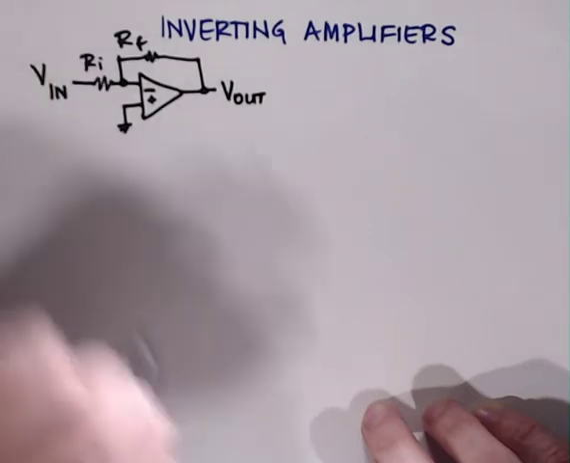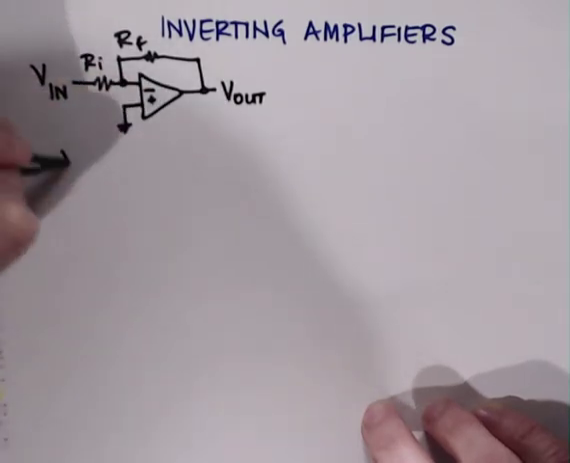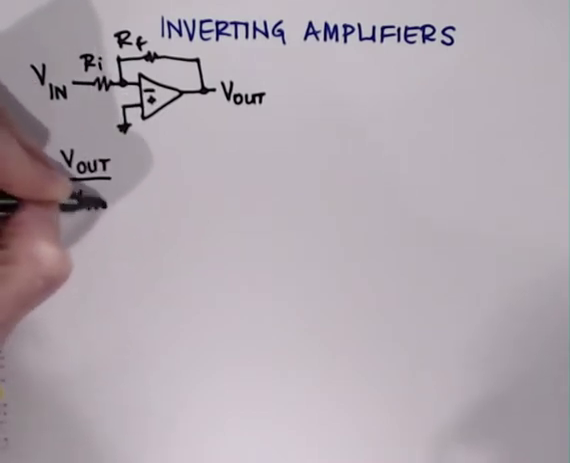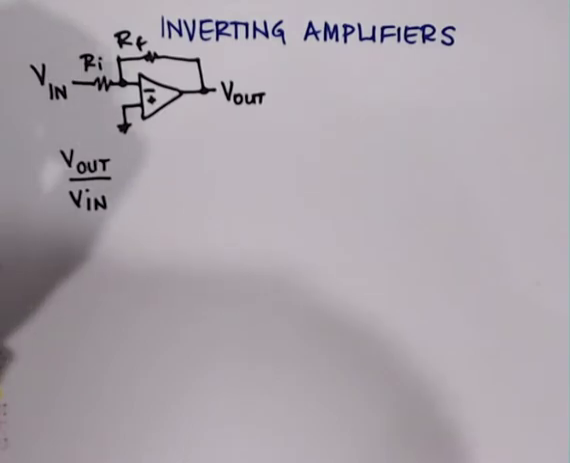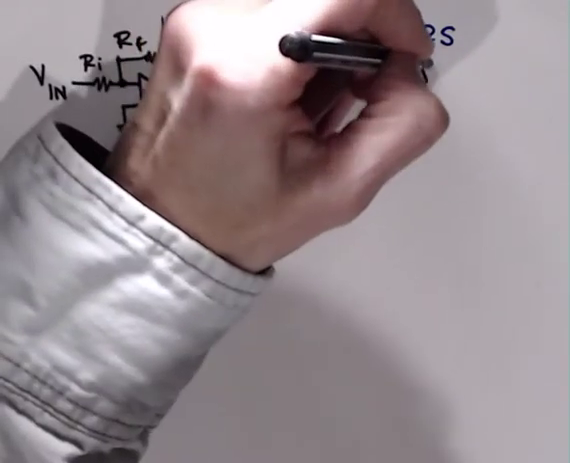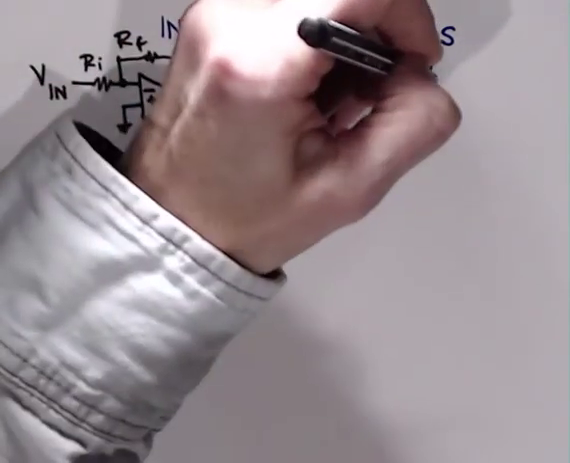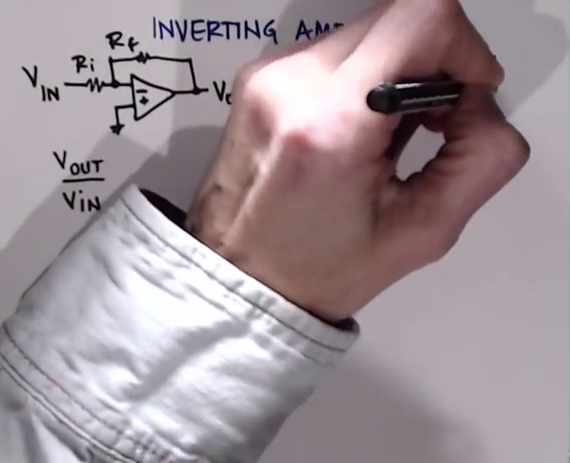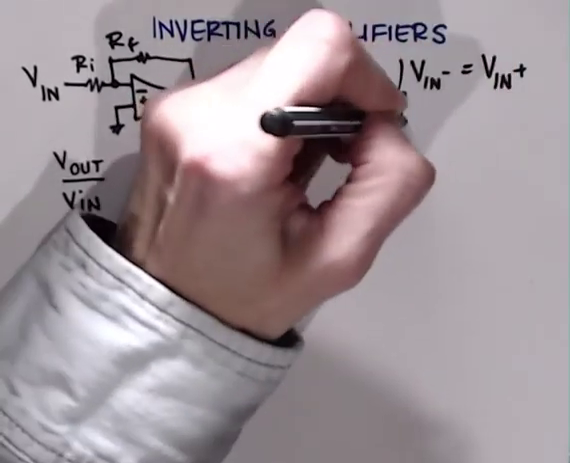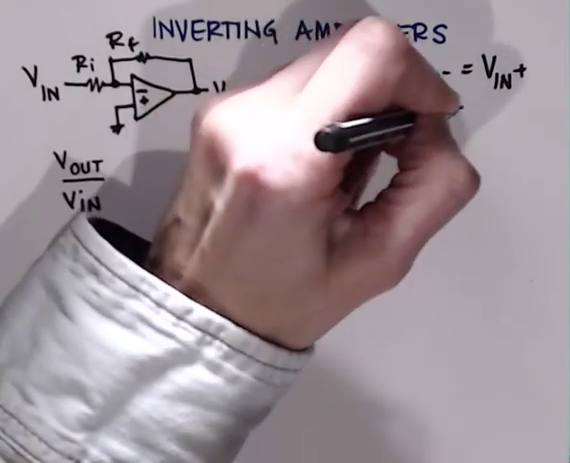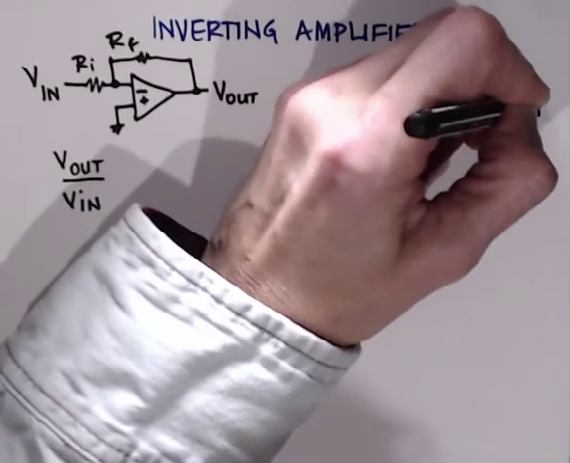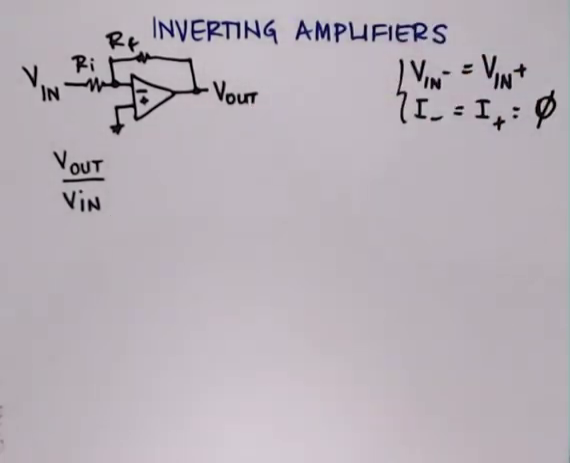There's also an input resistor, and we will try to find the V out over V in for this configuration, remembering two things. One is that the voltage on the negative input is the same as on the positive, and the current on the negative side is the same as the current on the positive side, and it's 0.